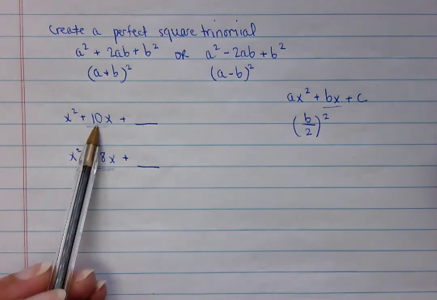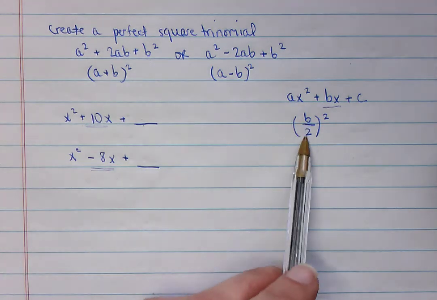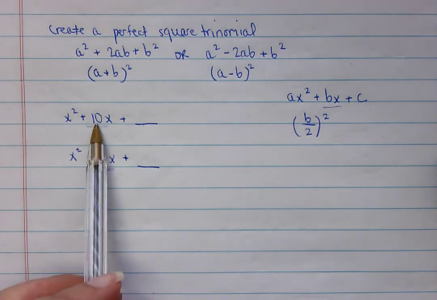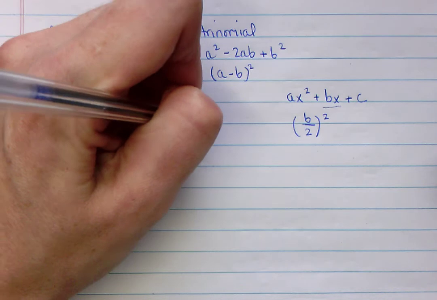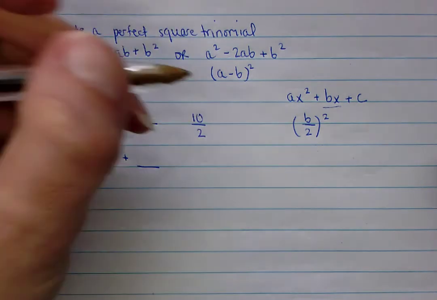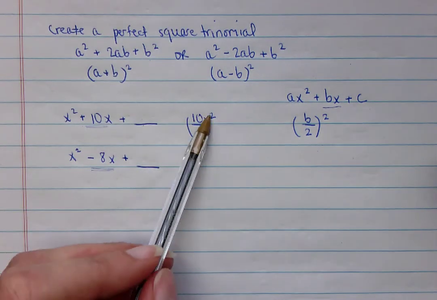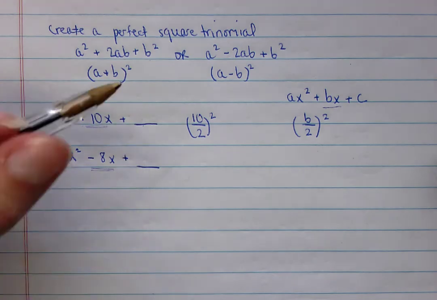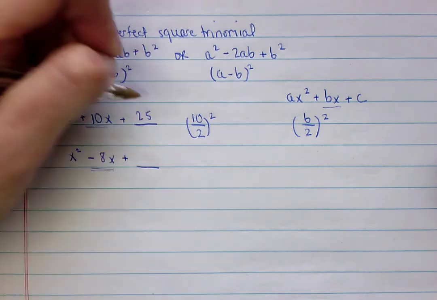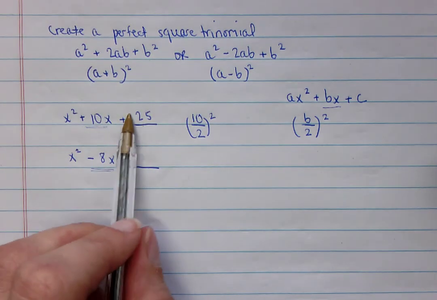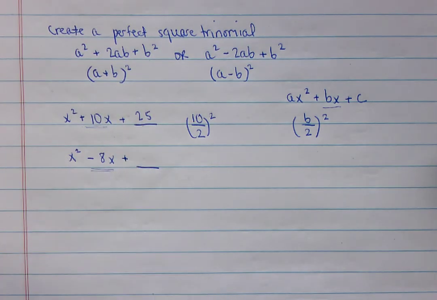So if we follow this rule here, we would take 10, that's b, so 10 divided by 2 and square it. So 10 divided by 2 is 5. 5 squared is 25. So that would be the number that would complete the square. It would create a perfect square trinomial.